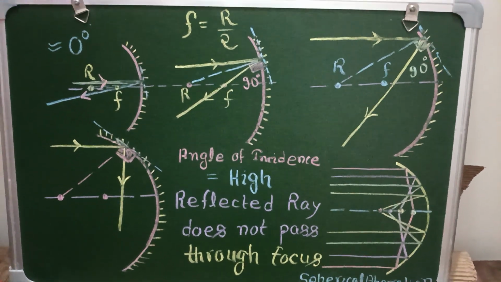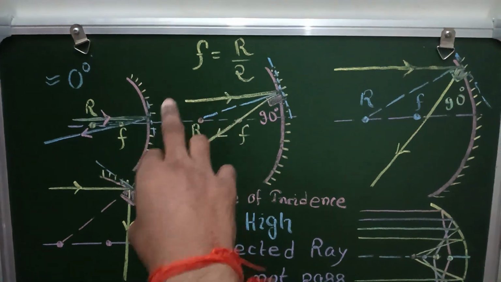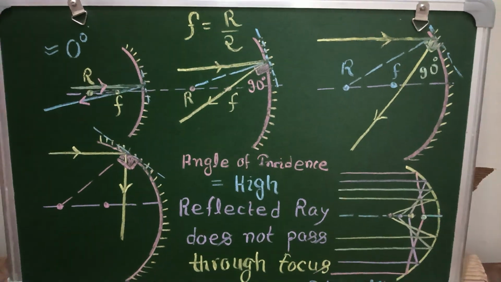So that is the limitation of this relationship, that the focus is half of the radius.